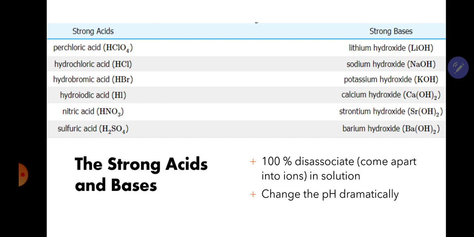So the strong acids and bases dissociate 100% of the time in solution. That means that all of the hydrogen ions separate from all of the negative ions: the chlorate, the chlorine, the bromide, the iodine, the nitrate, all of it. And the same thing with the bases. All of these hydroxide ions dissociate from all of the metals: our lithium ions, our sodium ions, potassiums, all of them.